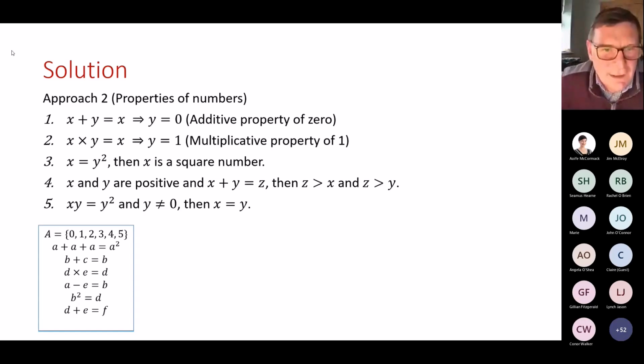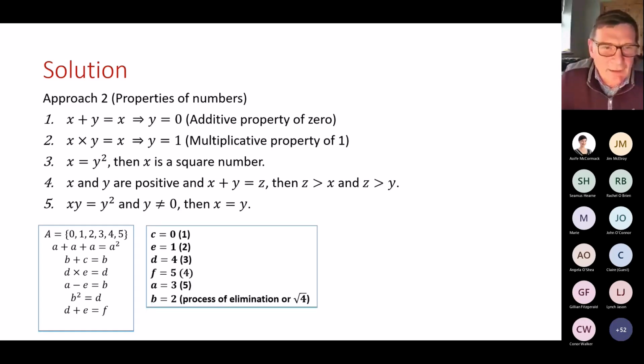And then if x and y are positive and x plus y equals z, then z must be greater than x and z must be greater than y. We've already found d to be 4, so for the last equation, d plus e equals f. If d is 4, then f must be 5, the only remaining number in the set that's greater than 4. And we just listed out there the solutions and the property number beside it. So this is kind of an unusual approach, which is using the properties of numbers.